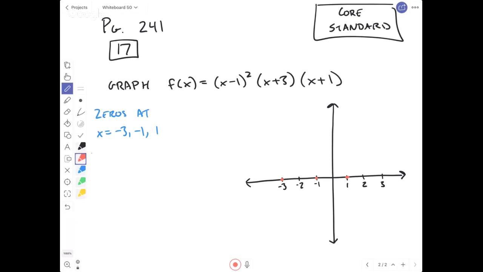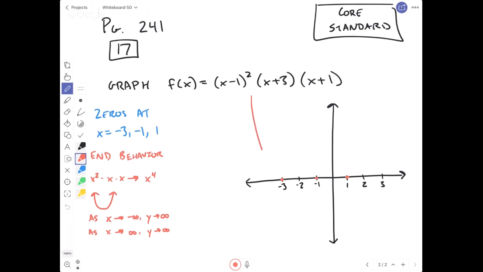Let's write that down. End behavior is x squared times x times x. So that's x to the 4th. So that means the end behavior in general looks like that. As x goes to -infinity, y goes to infinity, and as x goes towards infinity, y also goes towards infinity. So as I'm graphing, I'm saying it's coming down from infinity.